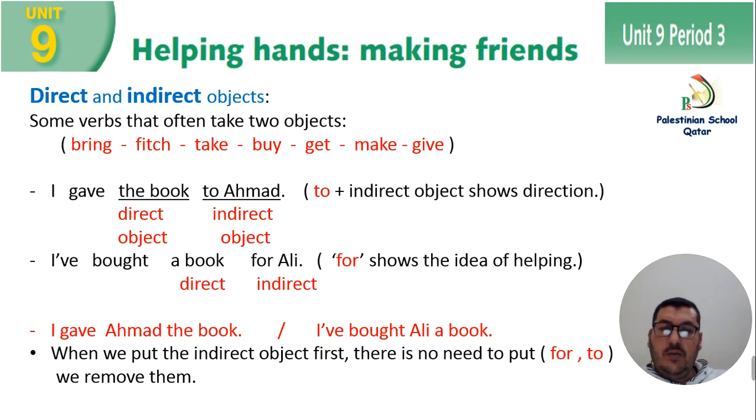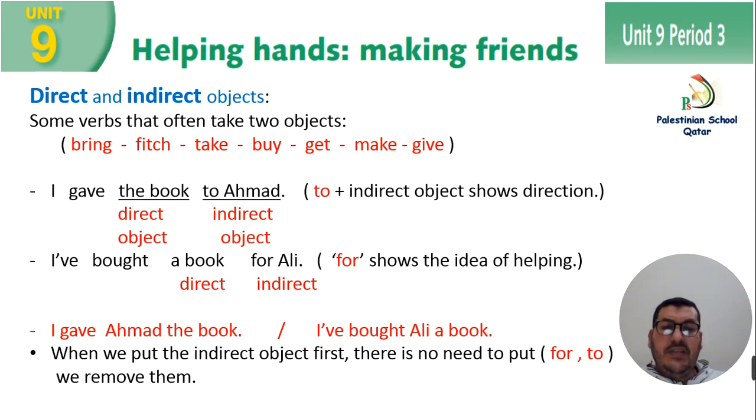Before I start, I want to remind you that some verbs often take two objects, and keep in mind the objects come after the verbs. So these verbs take two objects. For example, bring, fetch, take, buy, get, make, give, and we have other examples of verbs, but these verbs are mentioned in your book.